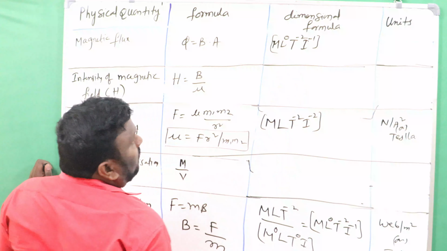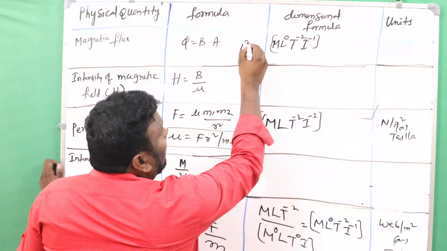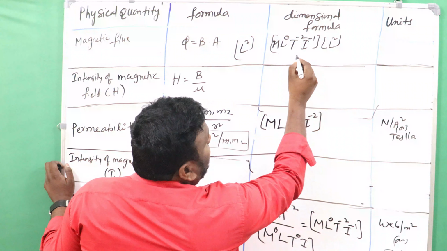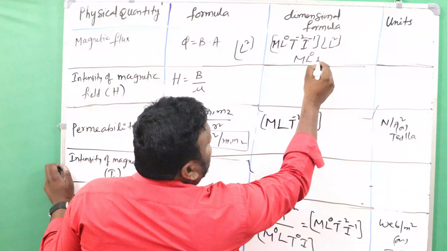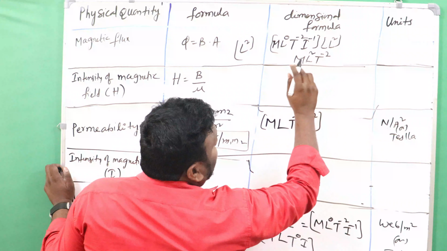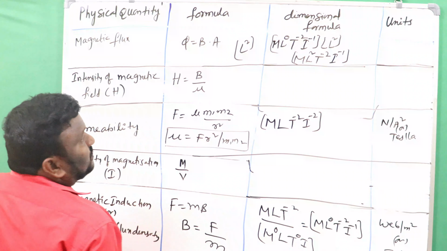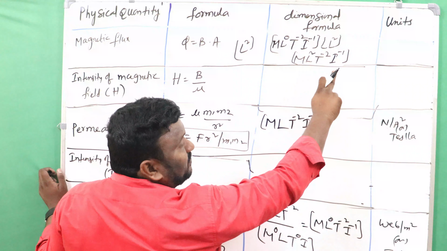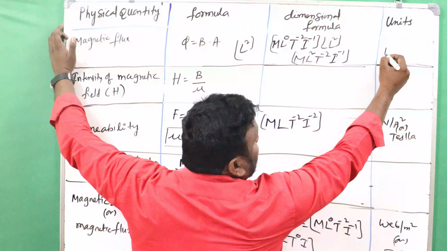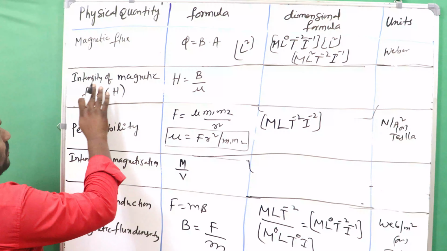And obviously here what is A? Area. For area, what is the dimension formula? L square is the dimension formula. That's why we can write here L square. Then what do we get? M L to the power of 0 plus 2, L square, T inverse 2, I inverse 1. So M L square, T inverse 2, I inverse 1. This is the dimension formula of magnetic flux, and for magnetic flux the units are Weber. Clear?